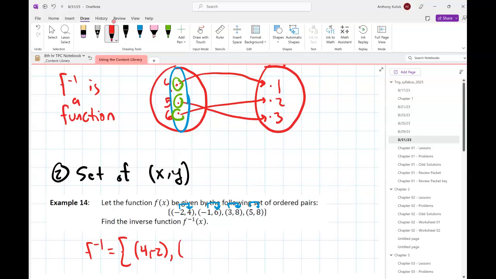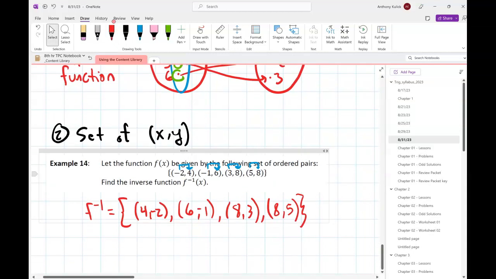Somebody take a risk. 6. Yeah, just shout them out. It's okay, just yell them out if you know. Impress me. And everybody else, what's the next one? 8, 3. Awesome. So quick. The next one? 8, 5. Very good. Thank you. I love the participation.